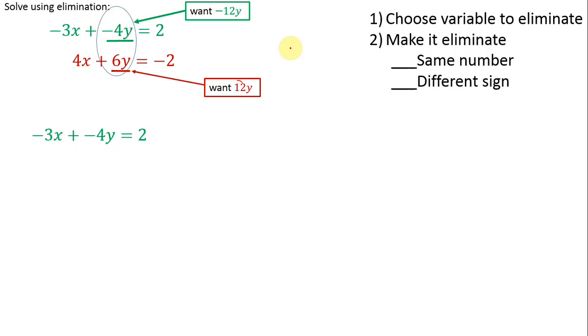Alright, so I'm going to take my first equation and think, okay, what do I need to do to negative 4y to get it to be negative 12y? And I know that if I multiply negative 4y times 3, that would get me negative 12y. So I'm going to multiply this entire equation by 3. 3 times negative 3 will give me negative 9x. 3 times negative 4y will give me negative 12y. And 3 times 2 will give me 6.